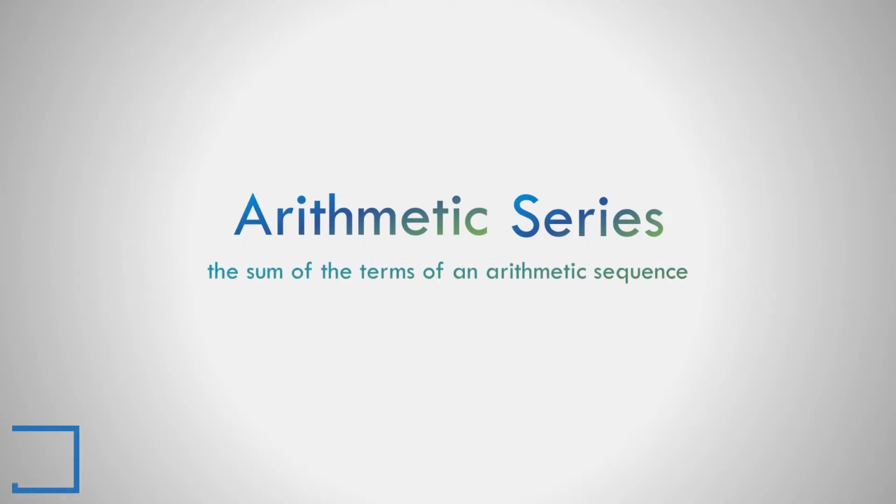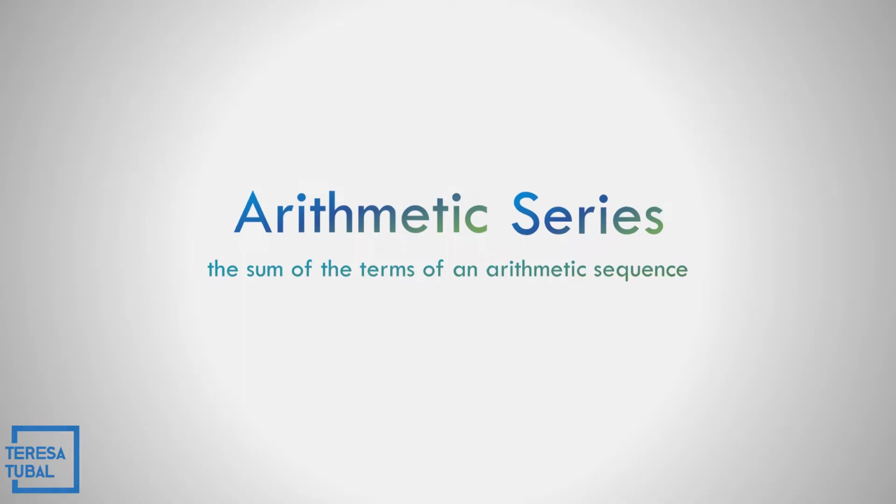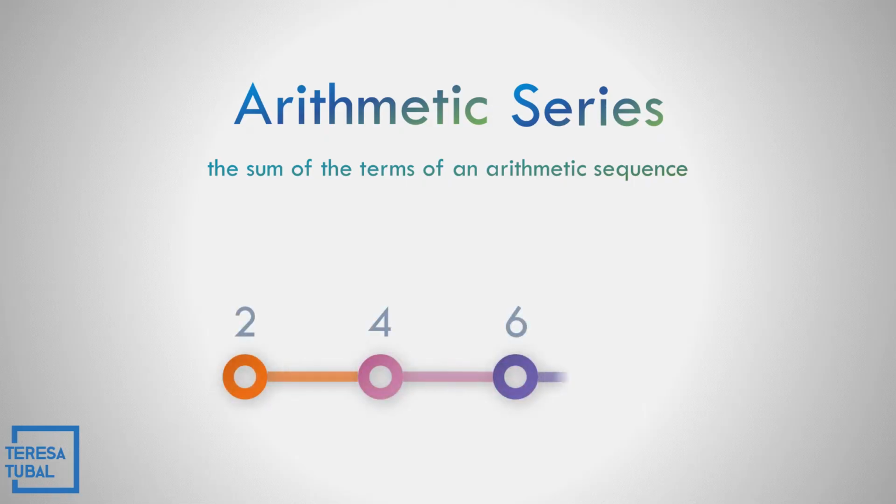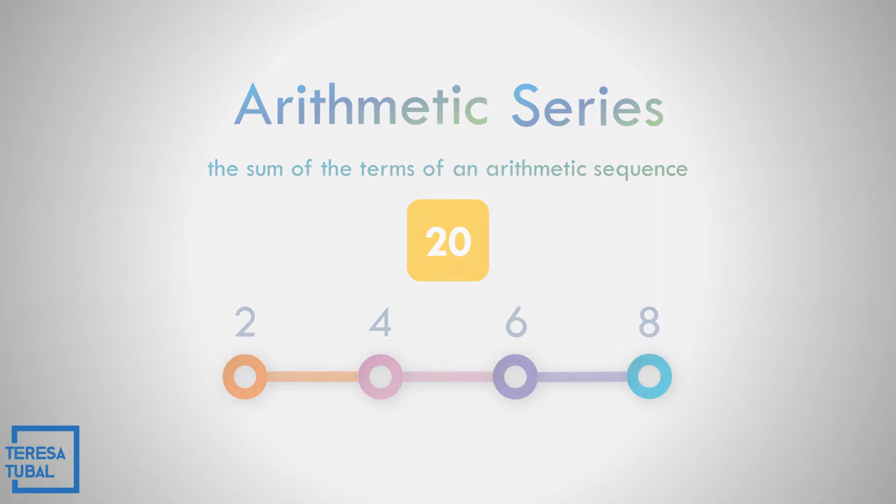Arithmetic series is the sum of the terms of an arithmetic sequence. What do you think is the sum of this arithmetic sequence 2, 4, 6, and 8? 2 plus 4 is 6, 6 plus 6 is 12, 12 plus 8 that is equal to 20.